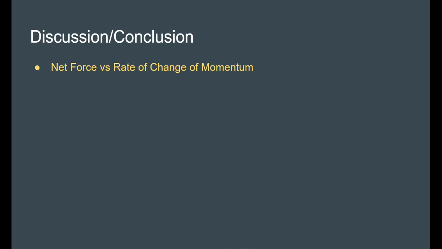So as far as discussion, while net force and rate of change in momentum are numerically identical, they actually do mean different things here, where F net is the actual force, the work being done on the system, while the rate of change of momentum is something that is just observed in the movement of the system.